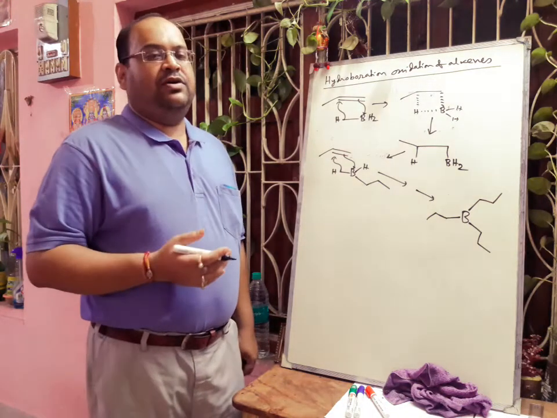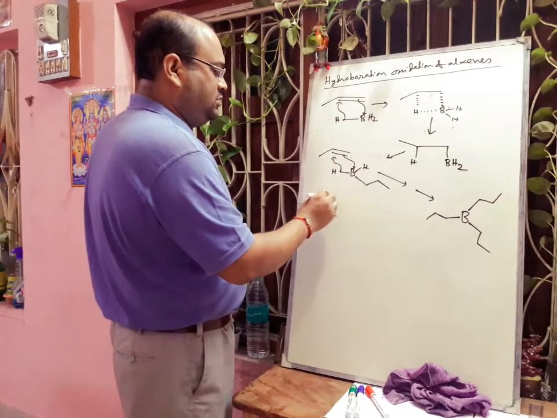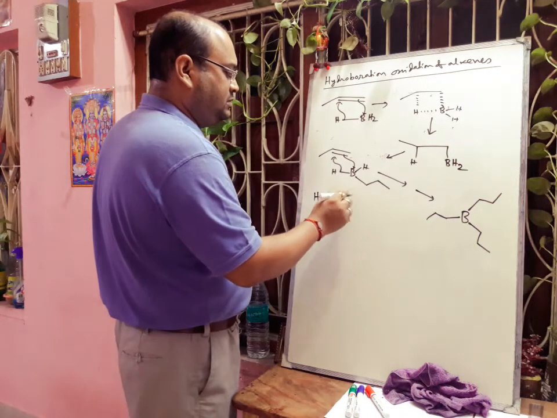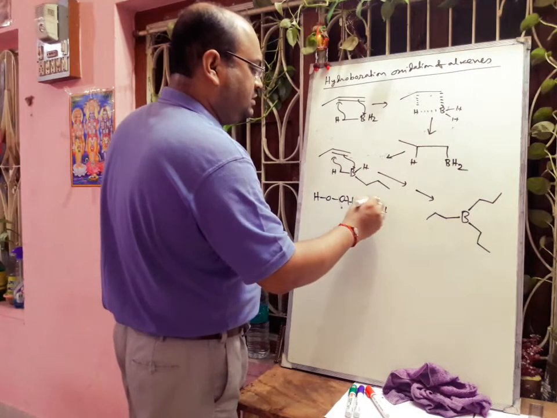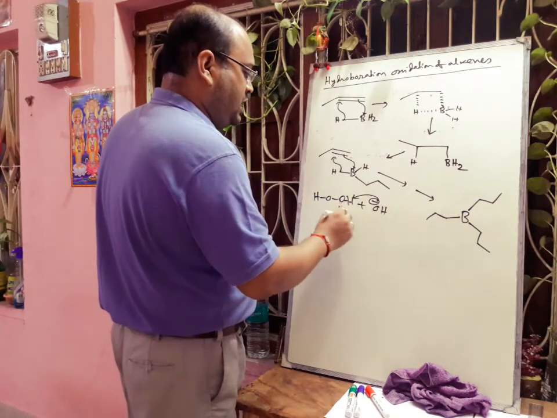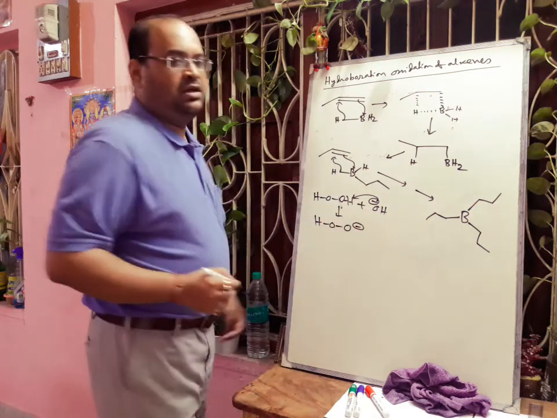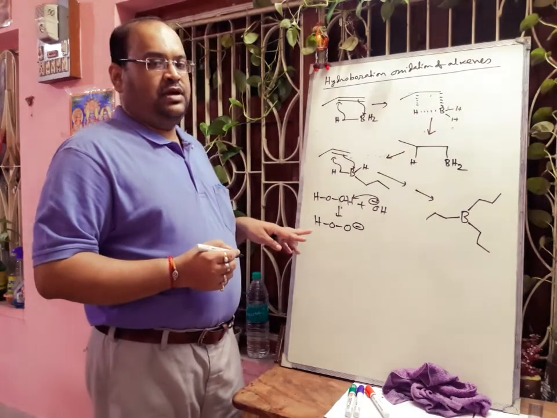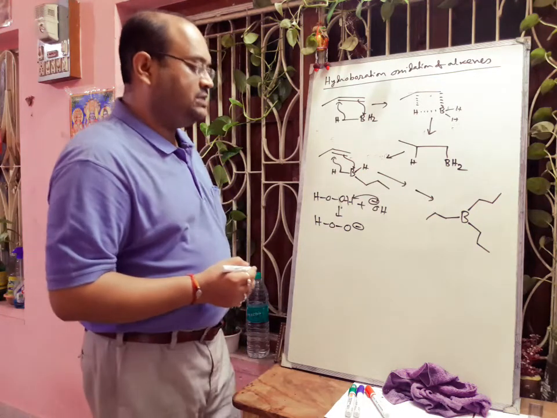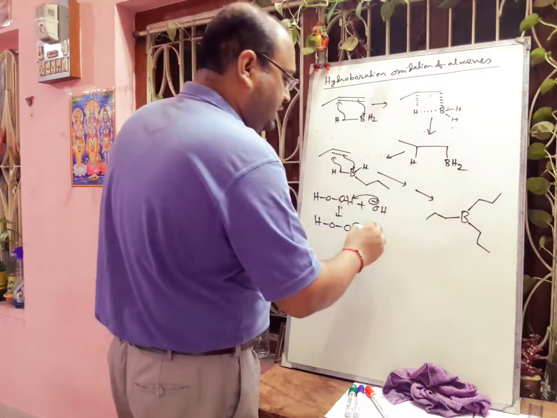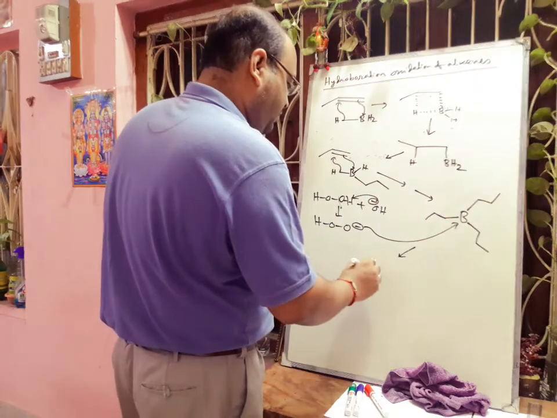Next step we will add alkaline hydrogen peroxide. So this one is hydrogen peroxide. It will react with OH minus and it will form the hydroperoxide anion. That hydroperoxide anion will attack this electron deficient boron. So we will get a compound like this.